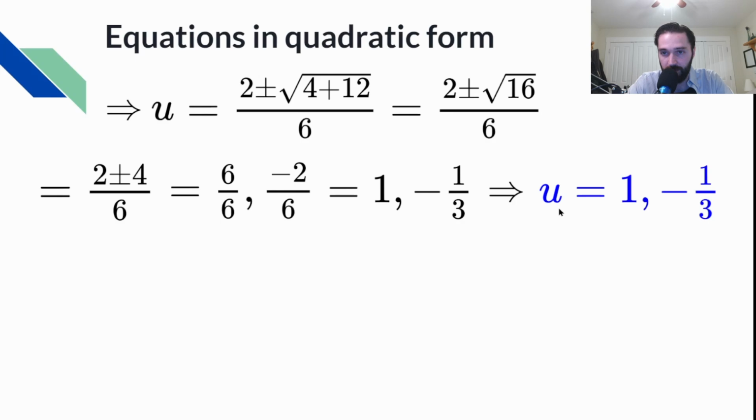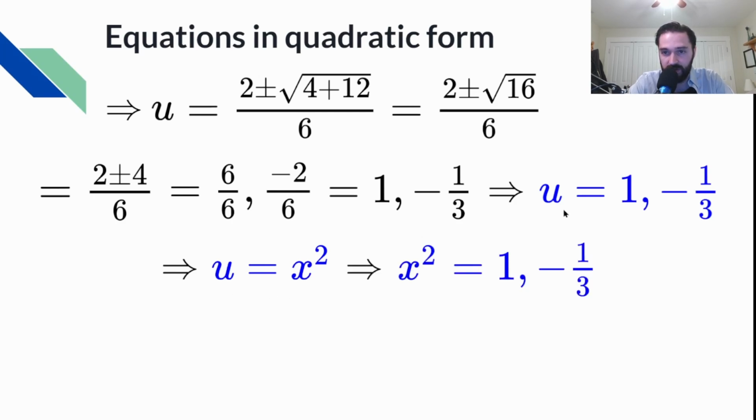Let's put it in blue, because we're going to use our original substitution to retrieve our solutions for x. u equals x squared, that's what we said. So instead of u equals these two numbers, we're going to say x squared equals these two numbers. So that gives us two equations that we need to solve. We have x squared equals 1 and x squared equals negative 1/3. So let's solve these two equations right now. Let's take this result to the top of the screen.